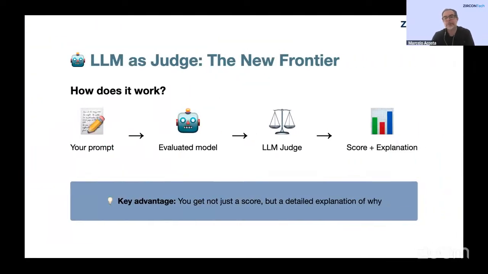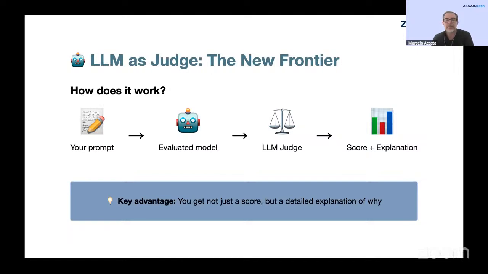LLM as a judge represents a major step forward in GenAI evaluation. So let me show you how it works. The process is pretty simple. You take the original prompt, you pass it to the model you want to evaluate, and you get a response. Then both the prompt and the response are sent to an LLM that has been trained just for evaluation. So this judge model provides both a score and a detailed explanation.